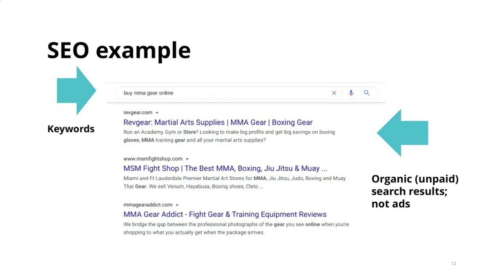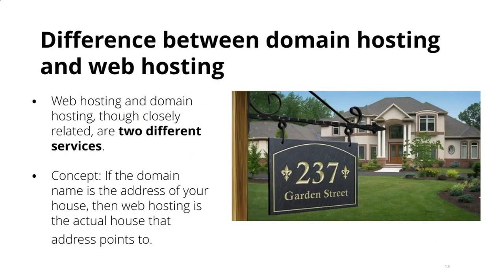And now I'm going to move into one of our key takeaways that I mentioned, which is the difference between domain hosting and web hosting. They're really closely related, but they're actually two completely different services. A lot of companies will offer one or the other, and then there are plenty of companies that offer both, but they are two different services. You can buy them separately, you can buy them together.